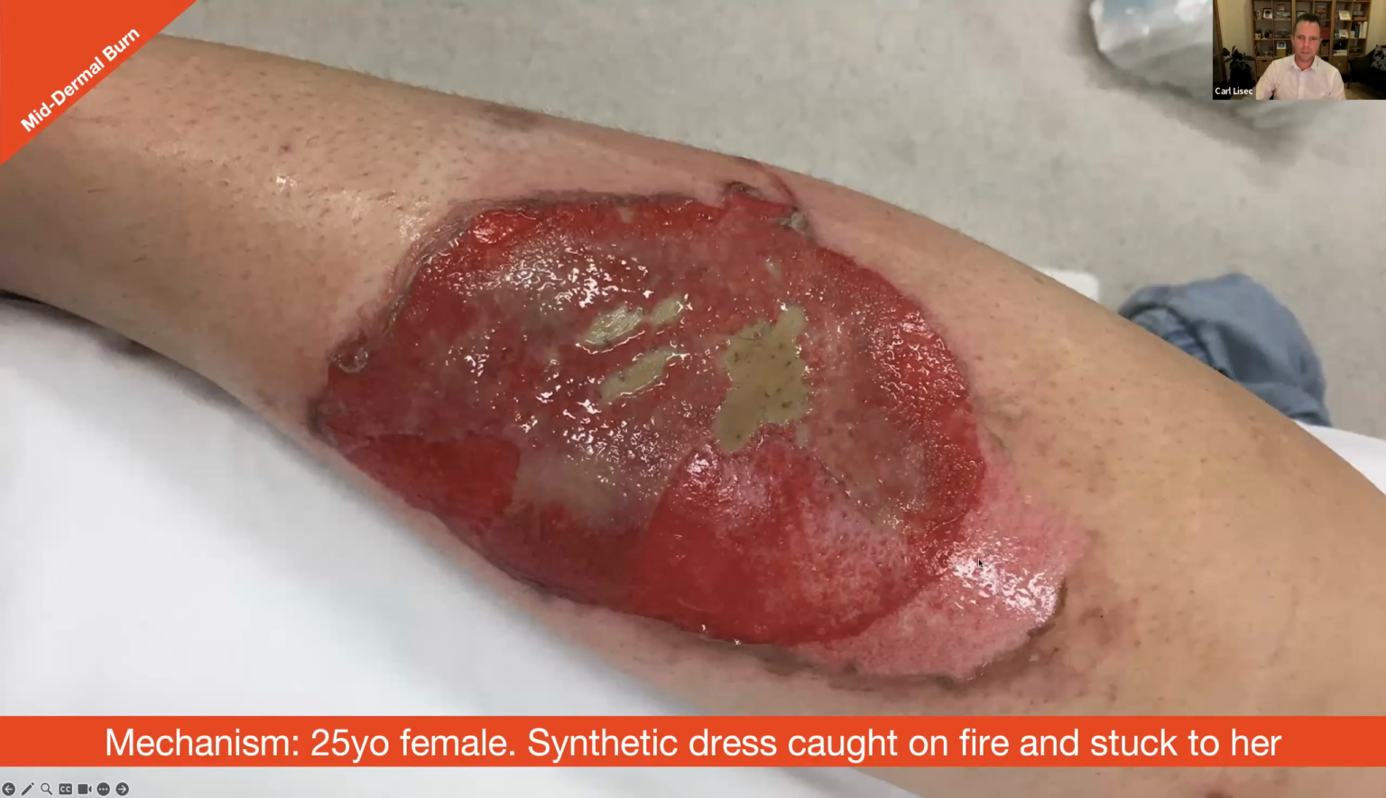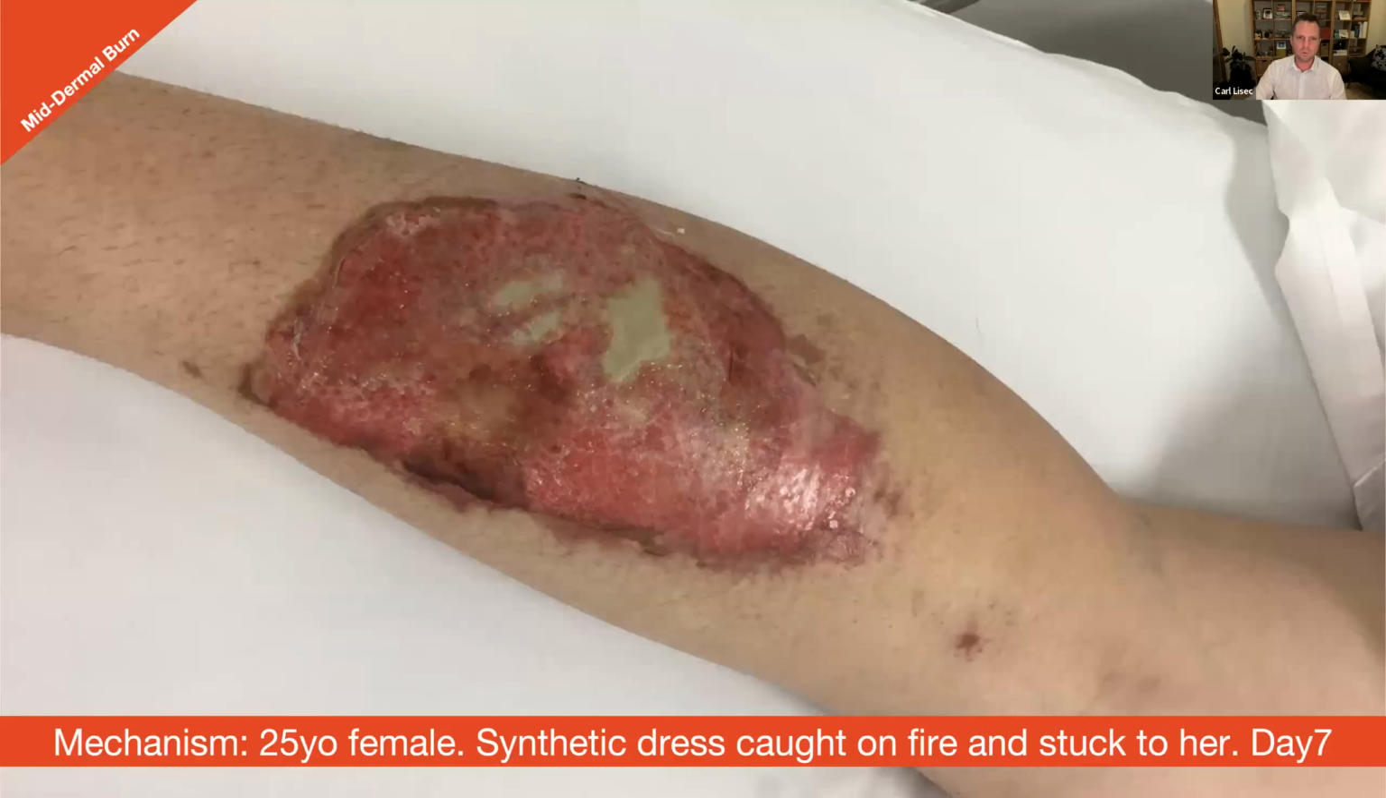On the top edge here, you can see some pink, moist, superficial partial thickness burn. And then I would suggest that the red sort of beefy area is very characteristic of a mid-dermal burn. And then you've got that greeny gray eschar in the center, little patches of that. That's probably deep dermal or maybe even full thickness patches in the middle. And maybe that's where the synthetic dress has melted onto her skin the most. But that beefy red color is very typical of mid-dermal burn.